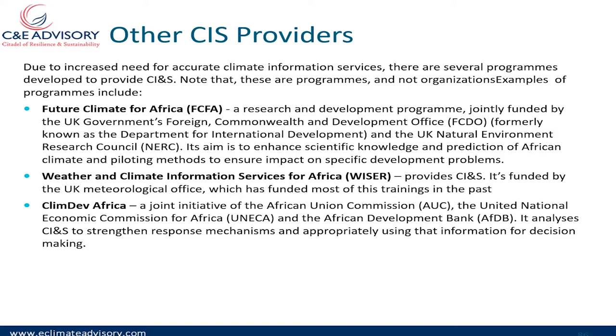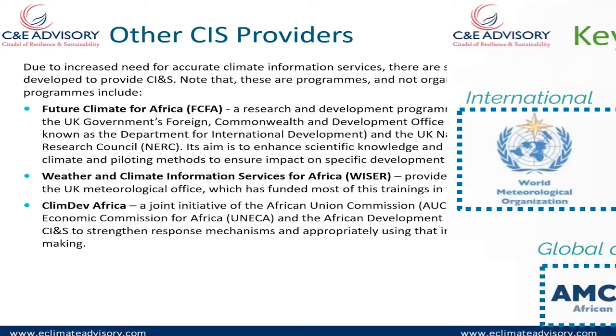And then there's the Climate for Africa, which is a joint initiative of the African Union Commission, the United Nations Economic Commission for Africa, and the African Development Bank. What it does is analyze climate information to strengthen response mechanisms and appropriately use that information for decision making. So these are some of the programs that you really need to know. You check if they have offices in your country or they have a good project in your country, then you need to get in touch with them. You'll learn more about climate information service.